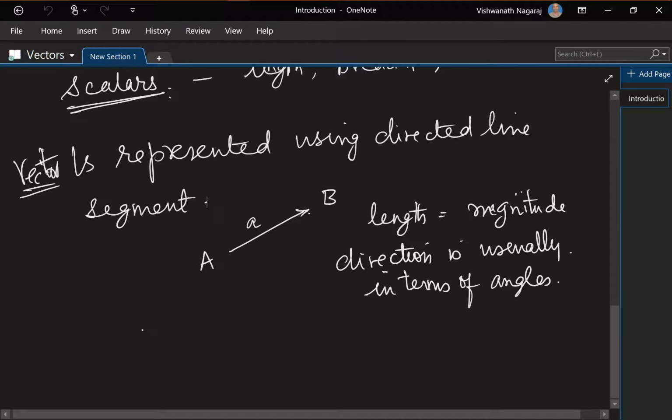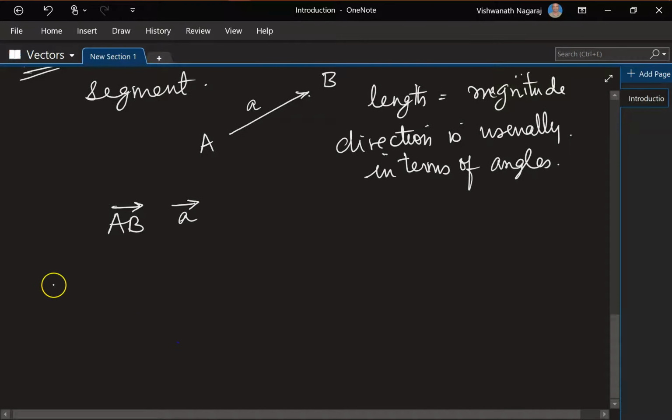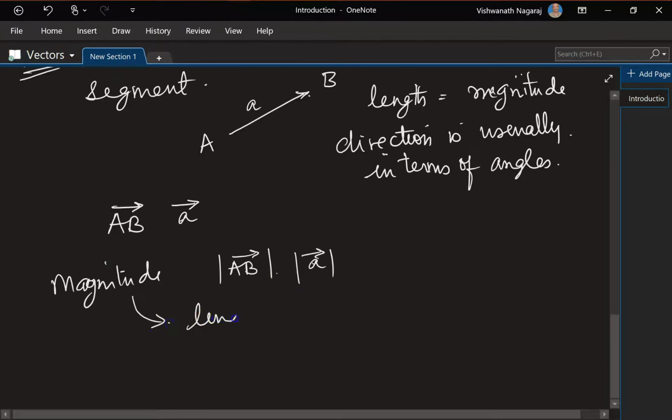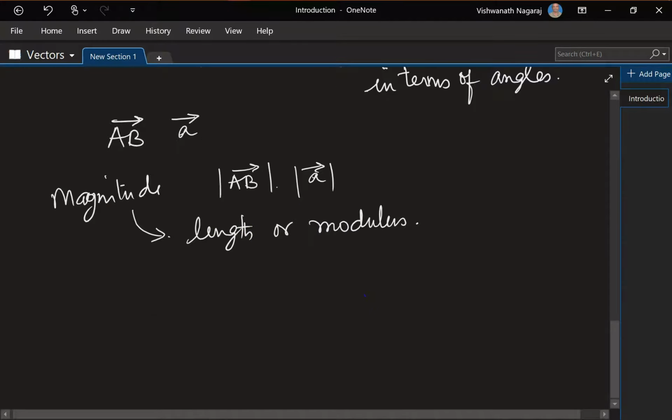Now when we are writing it without this graphical representation, we can just write it as AB, or we can write it as A. If we are just interested in the magnitude of the vector, then we write it as AB within vertical bars, or A within vertical bars. Magnitude is also called length or modulus, but preferably you use either magnitude or modulus.